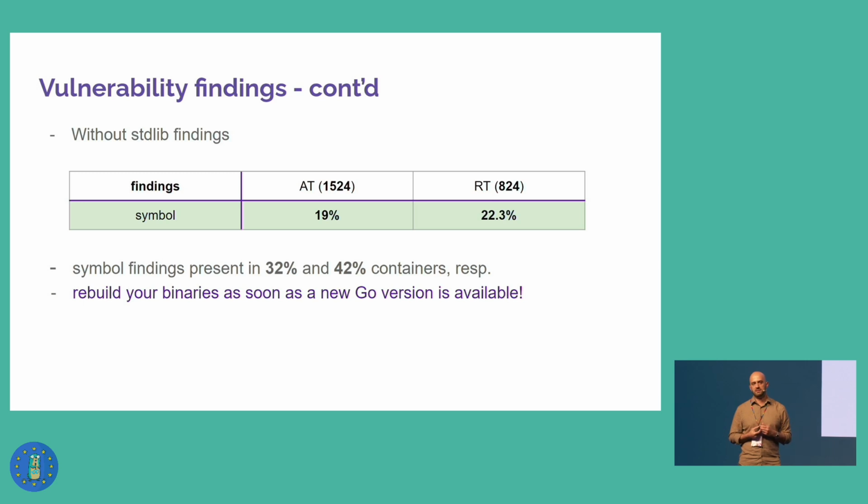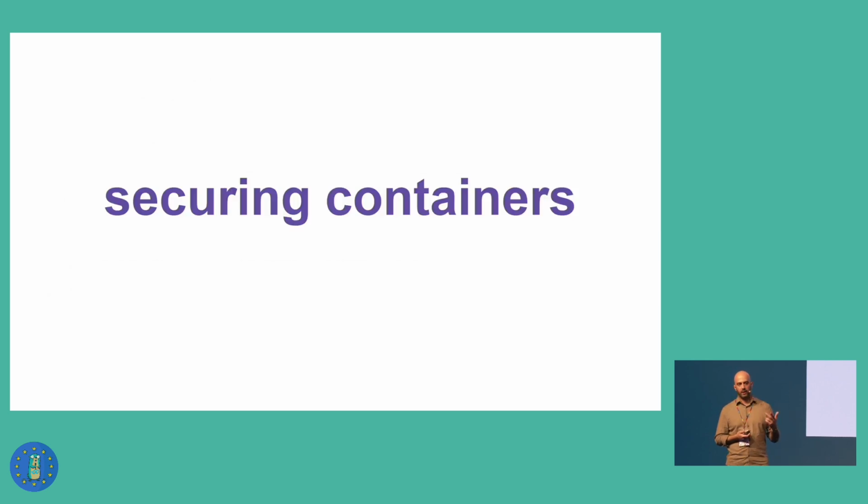This is way easier said than done, because you need to pay attention to when the Go team releases a new Go version. And if it does, okay, now I need to set up a task for me to update all my binaries. It would be great if we had some tools to do that. So that's the second part of my talk. How can we do that?